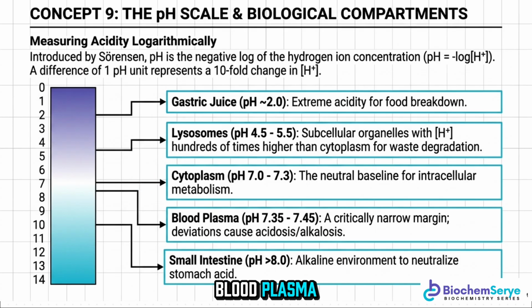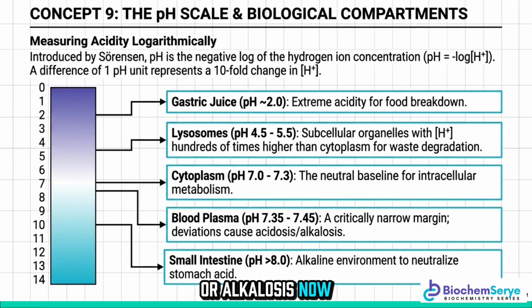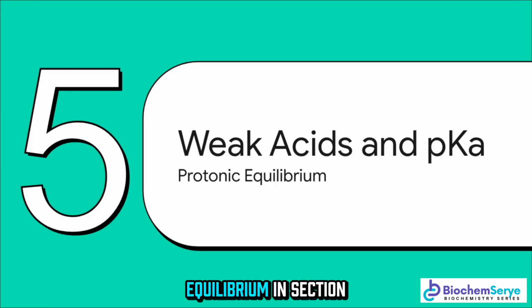But notice our blood plasma. It operates in a critically narrow margin of 7.35 to 7.45. Even a slight deviation from this tight window results in life-threatening acidosis or alkalosis. Now let's bridge the gap into protonic equilibrium in Section 5 by focusing on the partial dissociation of essential biochemicals.